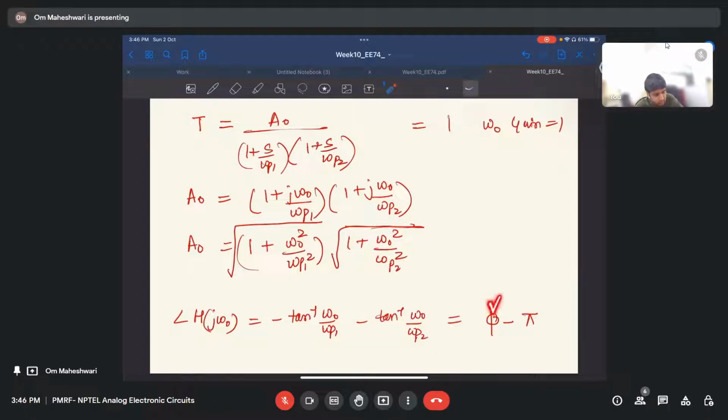So phi is actually your phase margin. Phi is the phase margin, and we have to equate it to pi because we have to find how far it is away from pi. How far the phase is away from pi is our phase margin.